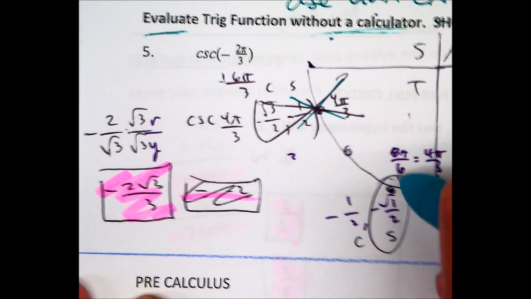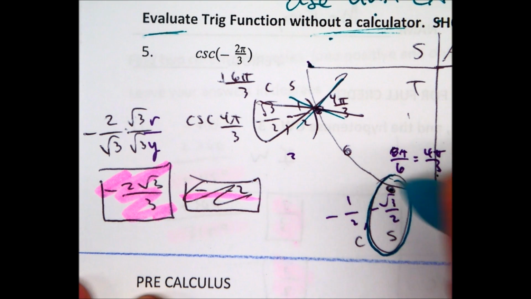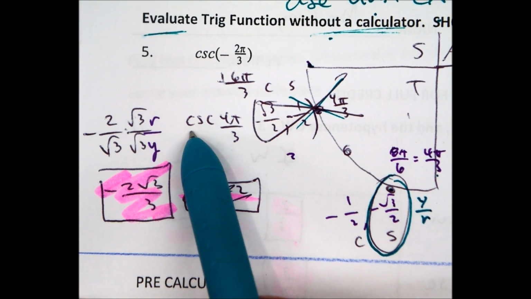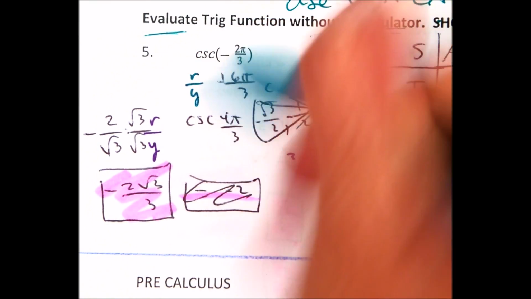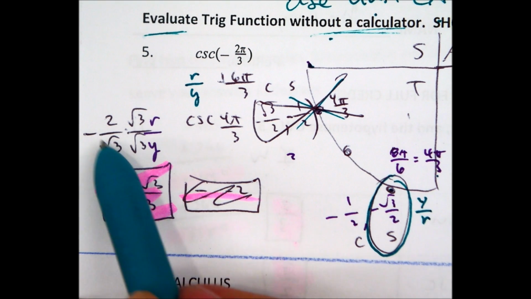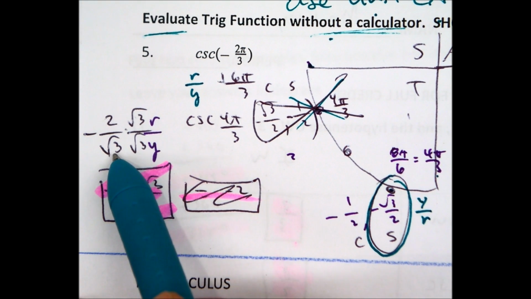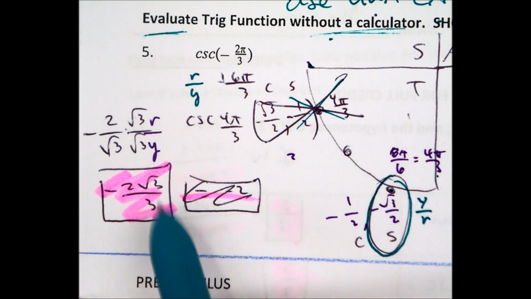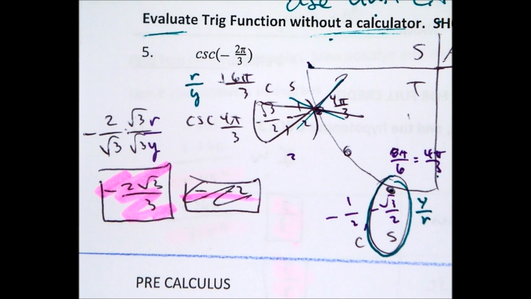I chose the sign because sine is y over r, and cosecant is r over y. So I get the answer. If I just flip this, I get negative 2 over radical 3. Well, I can't have a radical there. Rationalize it, multiply across. You get negative 2 radical 3 over 3.